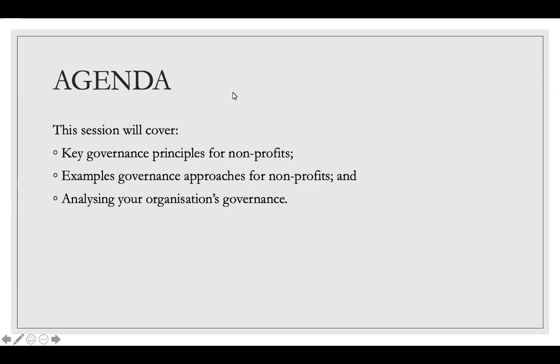Okay. So in this session, I'll be looking primarily at the key principles of governance for nonprofits, and examples of governance approaches for nonprofits. And I wanted to have some discussion where we apply what was discussed to your organization. So we'll see how it goes.